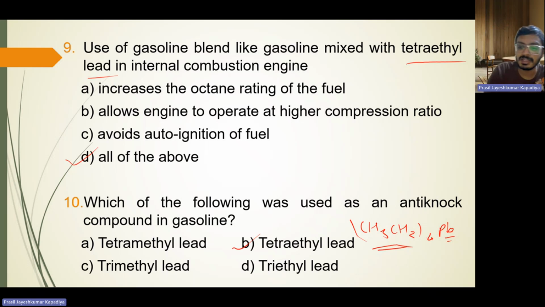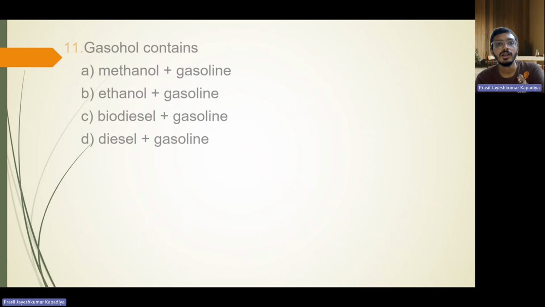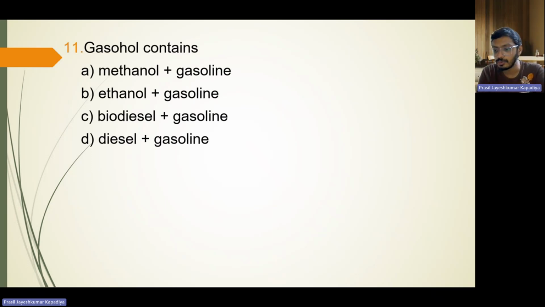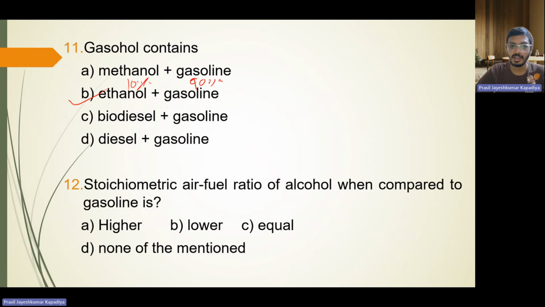These are theory questions. These may be there in your final exams. The next question is gasohol content. What is gasohol? Gasohol is nothing but a mixture of ethanol and gasoline, in the ratio of ethanol 10% and gasoline 90%. Then the next question is the stoichiometric air fuel ratio of alcohol when compared to gasoline. That is lower. The stoichiometric air to fuel ratio of alcohol is always lower compared to gasoline.